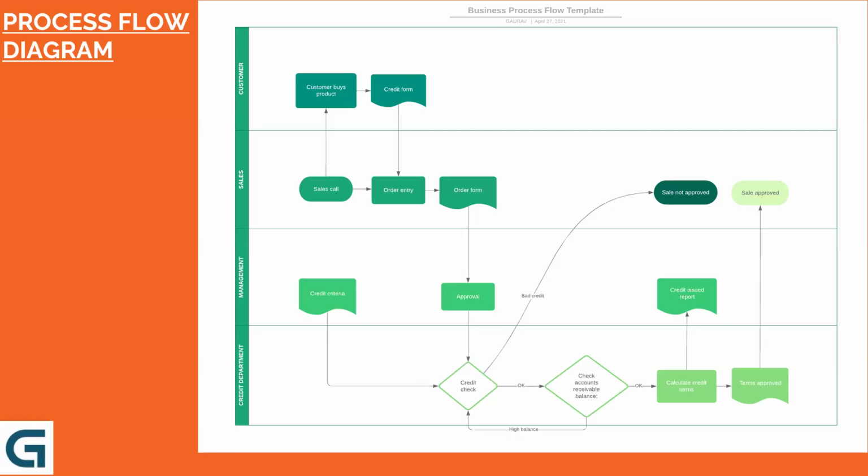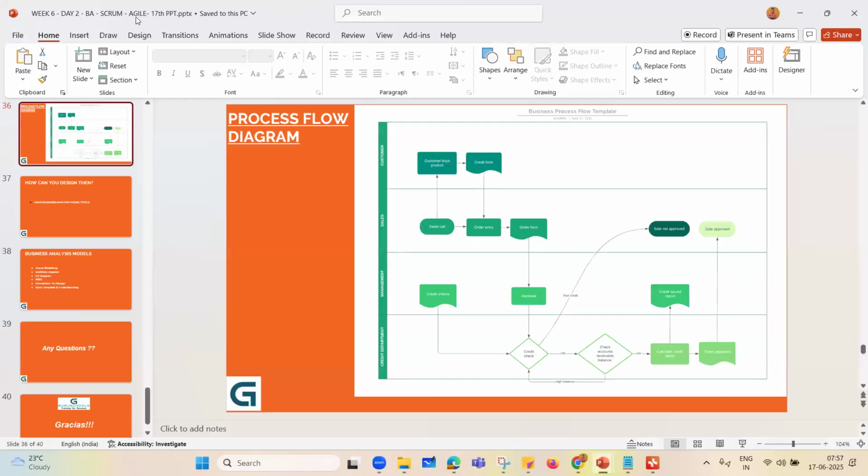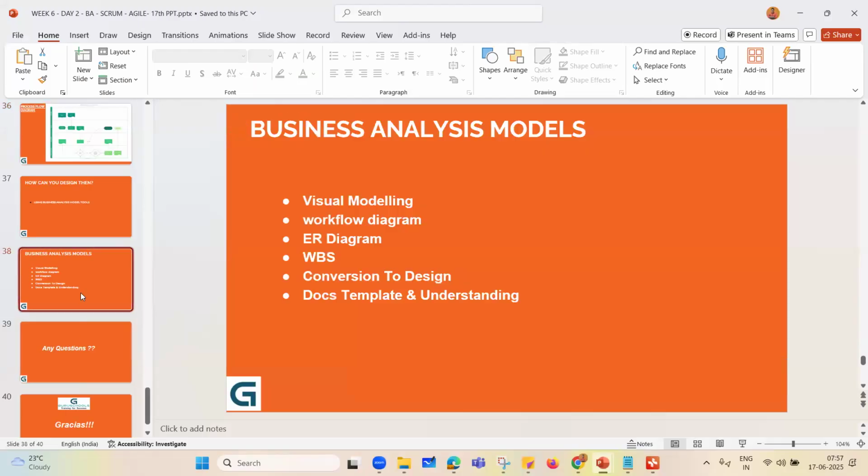Okay, so let's move further. After the process flow diagram, there is one diagram which I am going to bring you that will let you know what further diagrams you need to know. So these are visual modeling, workflow diagram, entity relationship diagram, work breakdown structure, and conversion to design or document template and understanding. What all templates are required, we are going to look at.